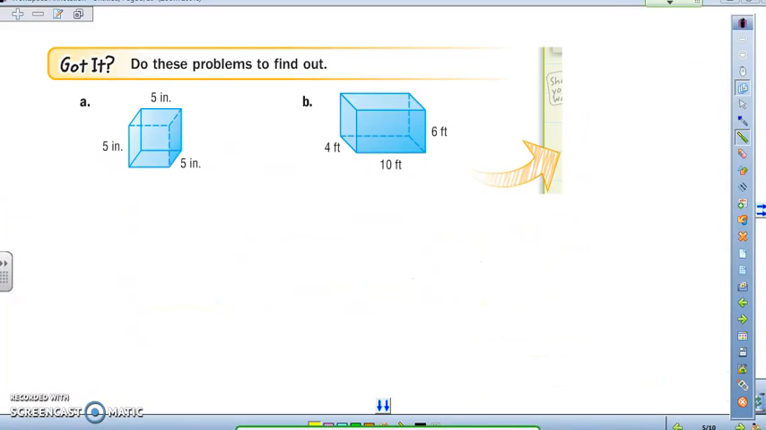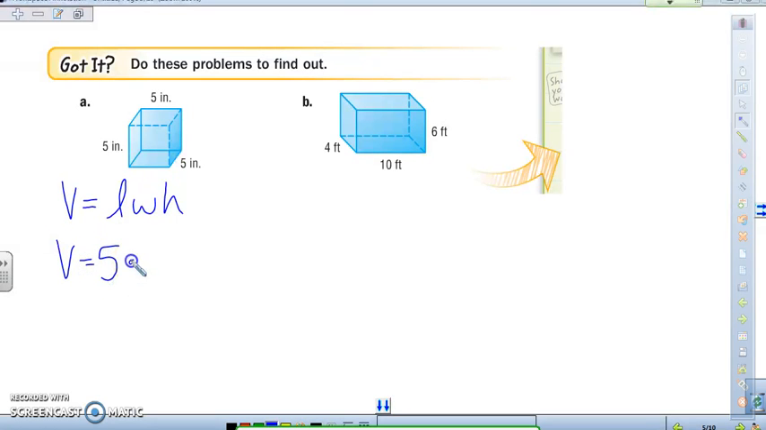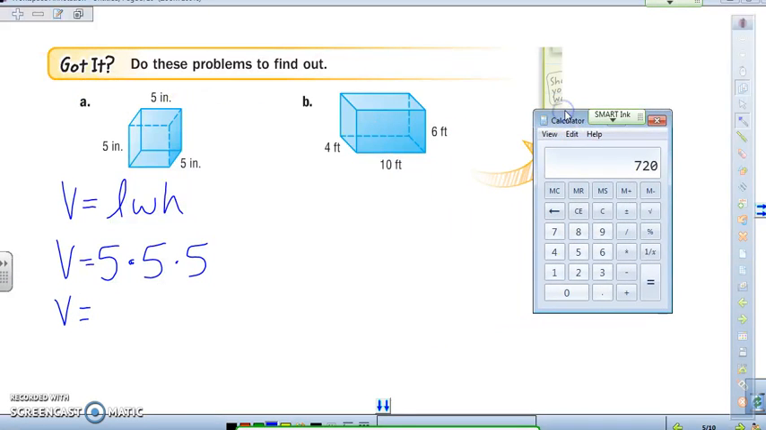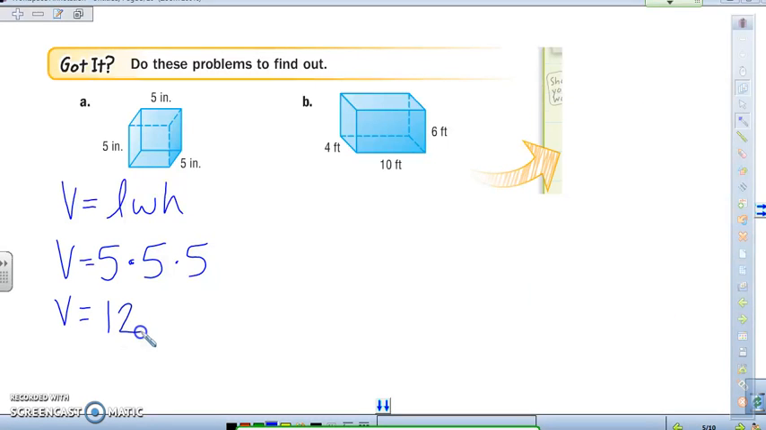Okay, so we write our formula. Volume equals length times width times height. These are all 5, so this is nice and easy. 5 times 5 times 5. And again, we can type this right in. 5 times 5 times 5 gives me 125, and it's inches to the 3rd power. And again, I'm on the got it. This was letter A. Why don't you pause the video right now and you try B on your own.